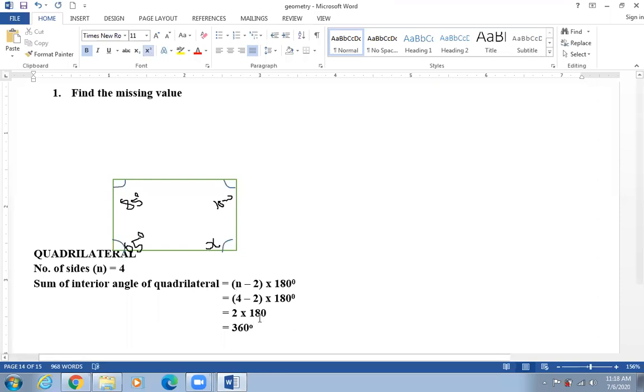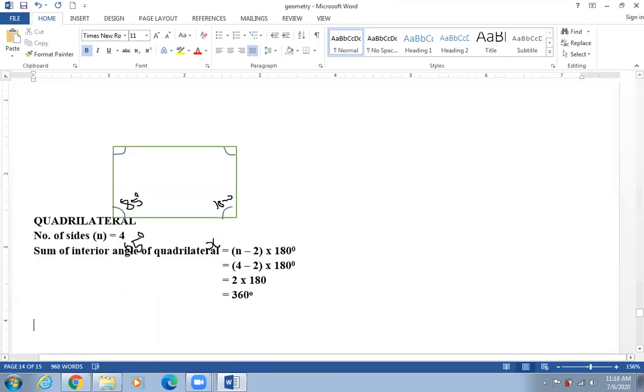Now let us find the missing value. Let us add all these angles: 85, 105, 65, and x. Please adjust this one. 85 degrees is there, this is 105 degrees, this is 65 degrees, and this is x. So now let us add this all. 85 degrees.